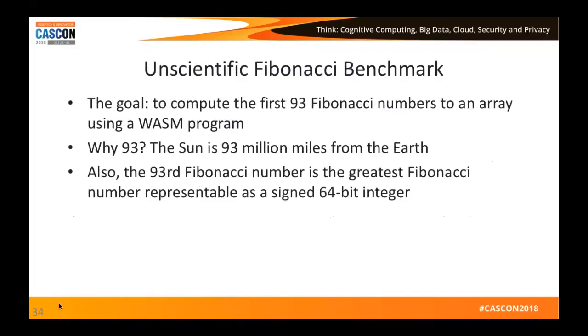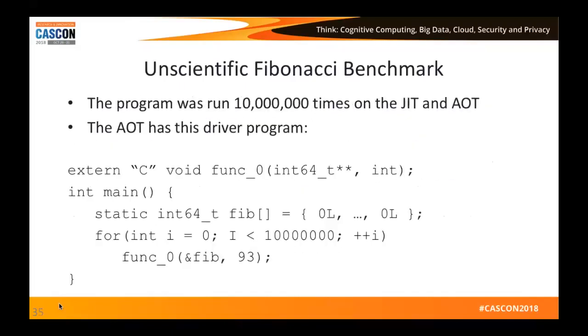So just to give you an idea of how the performance of this compares to the JIT WASM, I wrote a simple program in WASM to compute the first 93 Fibonacci numbers to an array. That's an arbitrary sounding number, but it is the greatest Fibonacci number that you can pack into a signed 64-bit integer. That's the only reason for the choice of that number.